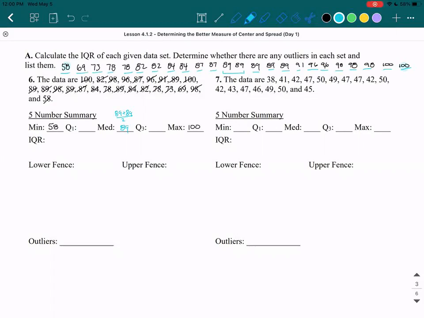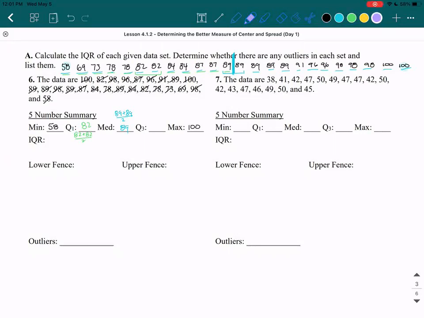So then we have our two halves split up right there in the middle. And then we're going to use each of those two halves and we're going to calculate the Q1 and the Q3. So let's start with the Q1. Keep crossing. All right, we have two numbers in the middle. So we have 82 plus 82 divided by 2 gives us 82 as our Q1.